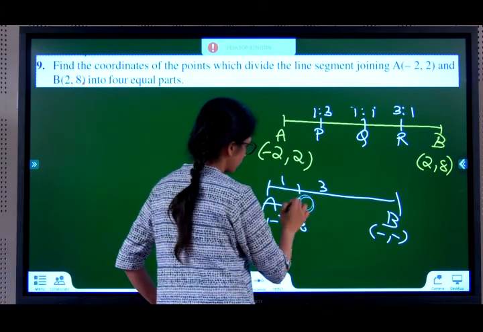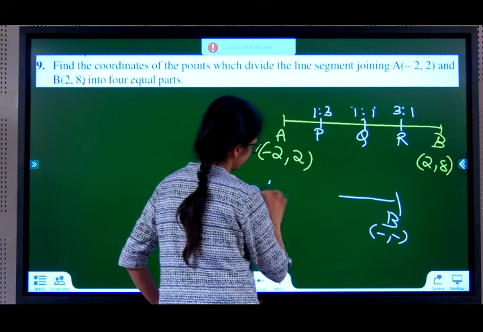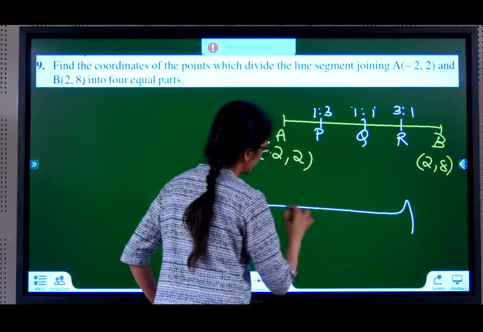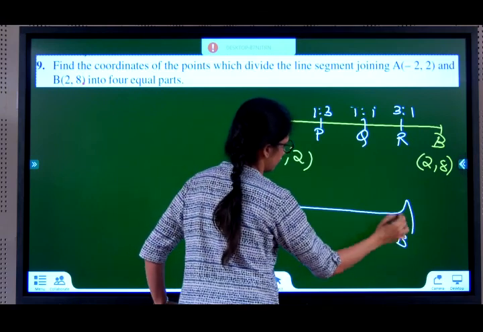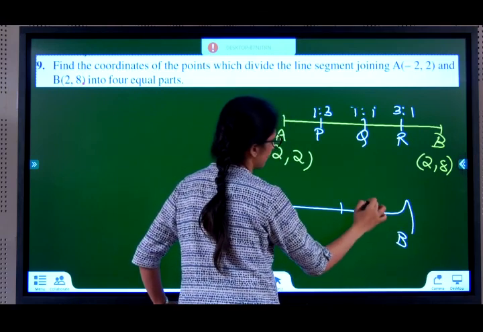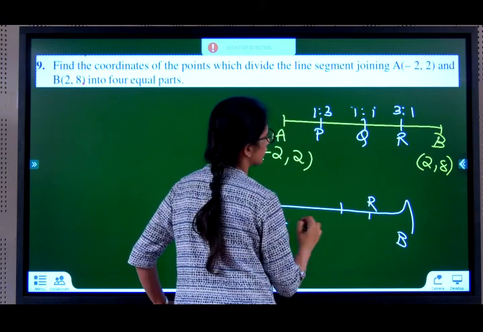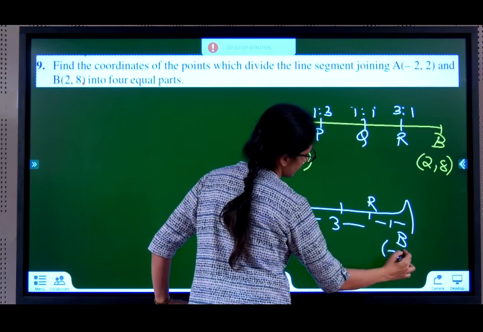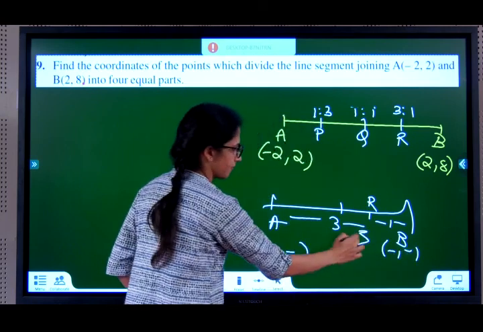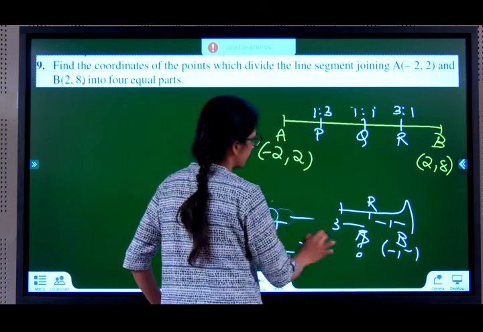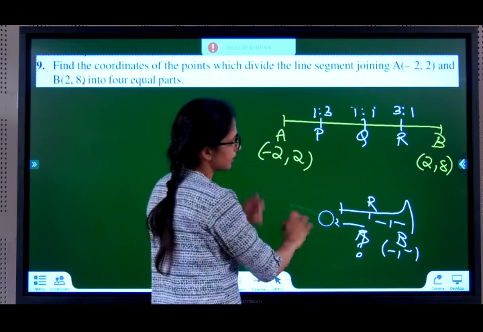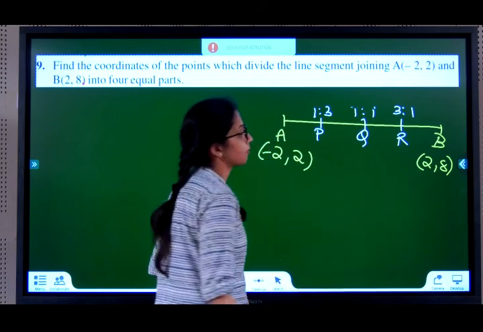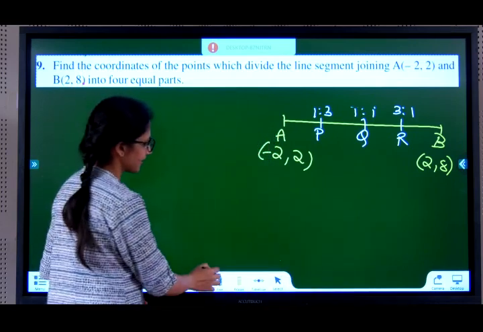Similarly, you can do the same problem by taking A and B, and take Q or R. Let's say I am taking R. I know that the ratio here is 3:1. I know A, I know B. Find R. Possible? Yes, possible. So you can go ahead with this method, but it's a little lengthy. You can do it, no problem. Let me show you a little easier technique.